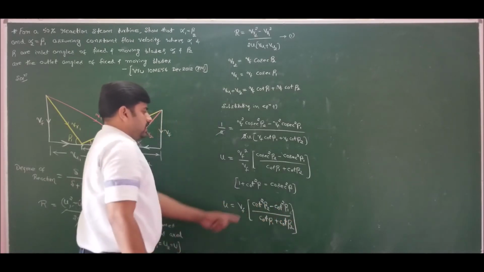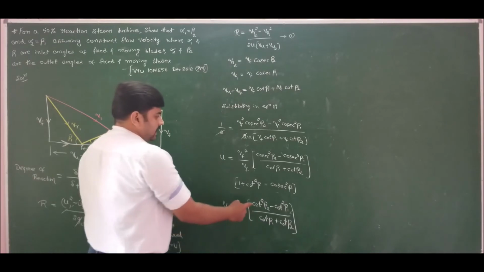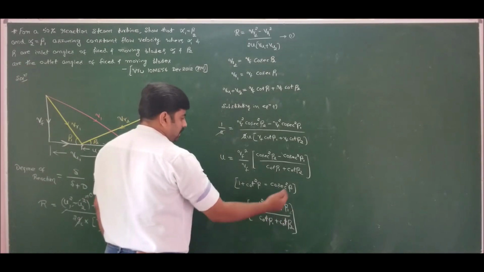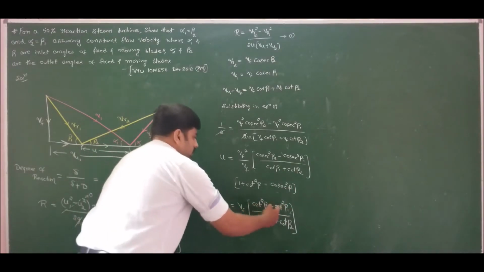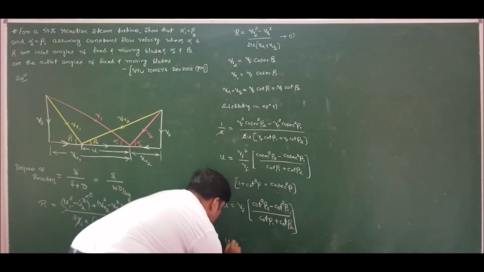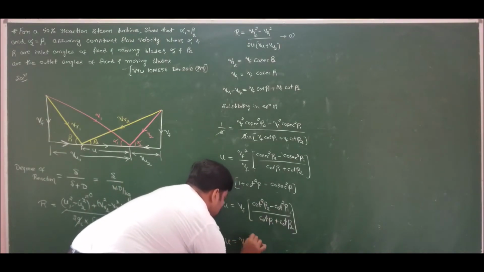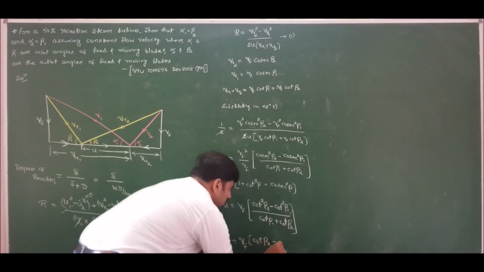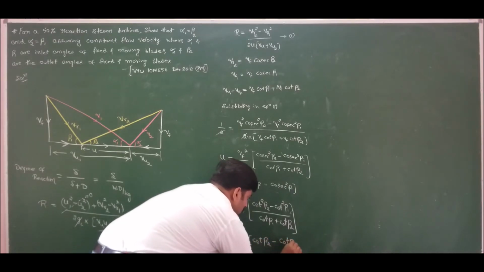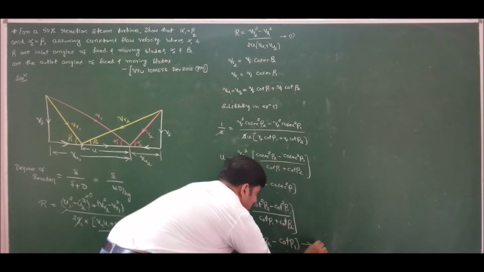This is of the form a square minus b square, which I can write as a plus b into a minus b. The a plus b cancels off, and I am left with only a minus b. So finally I can write u is equal to Vf of cot beta 2 minus cot beta 1. Take it as equation number 2.